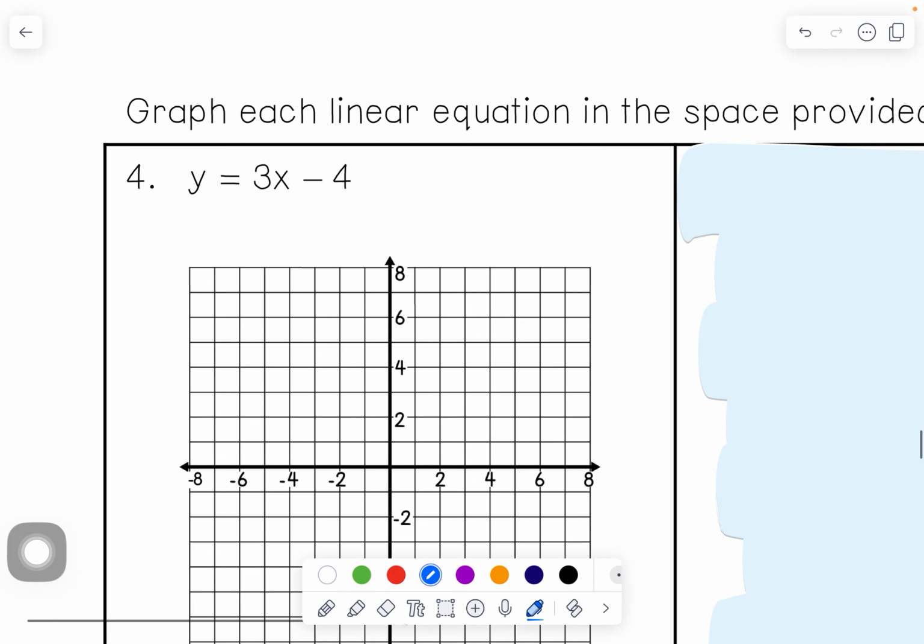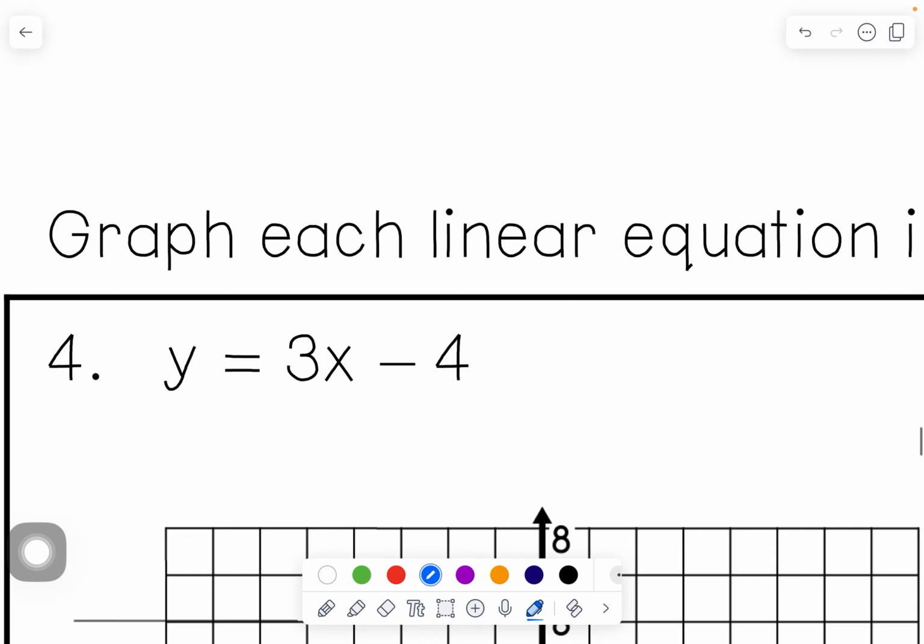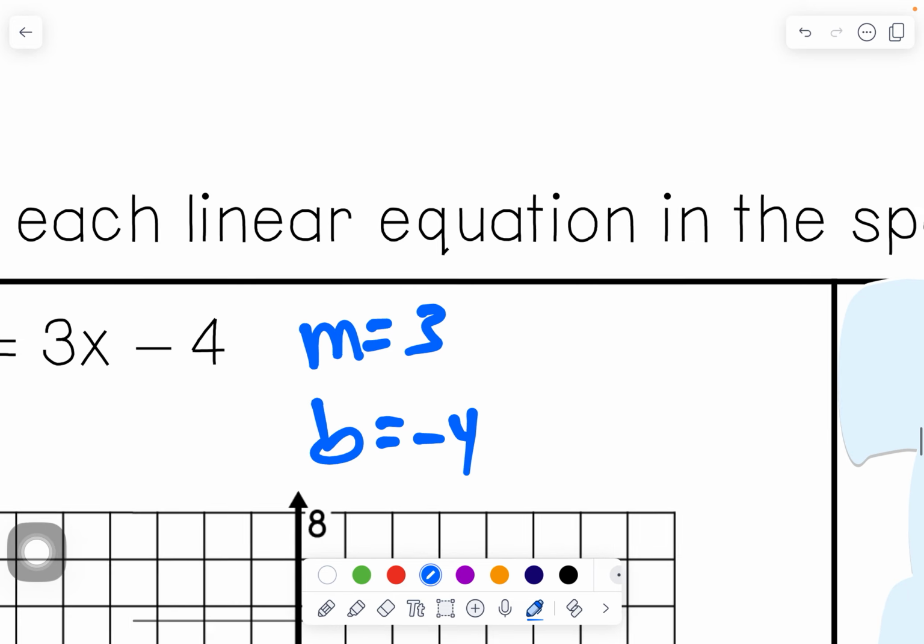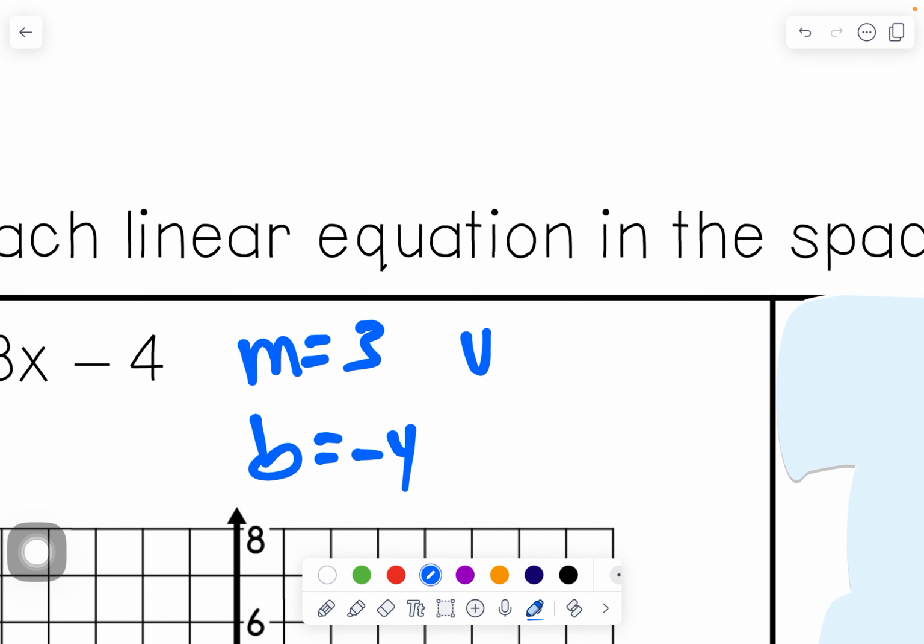Notice that the M and the B aren't here for you to fill in the blank. I still want you to write them, right? I want you to write M equals 3. I want you to write B equals -4. And I want you to write what M means. This means up 3, right 1, even though that 1's not written.